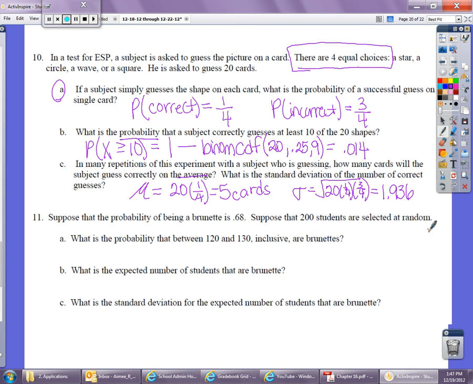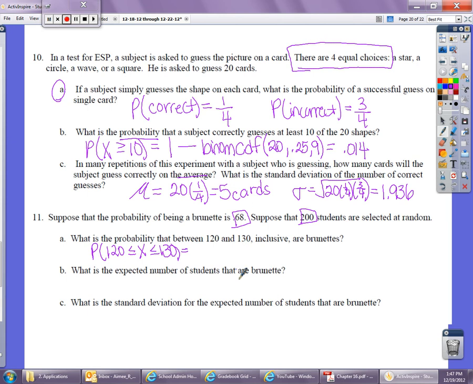Okay. Last question, number 11. Suppose the probability of being a brunette is 0.68. Suppose that 200 students are selected at random. Again, same probability for everything, same number of students. You have a binomial model. Of course you have independence, so one person being a brunette has no impact on the next person being a brunette, and so you're good to go. So what is the probability of between 120 and 130 inclusive?